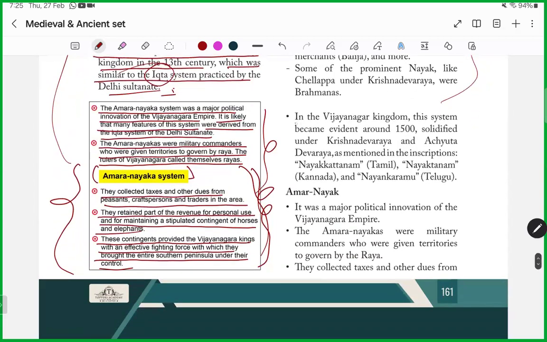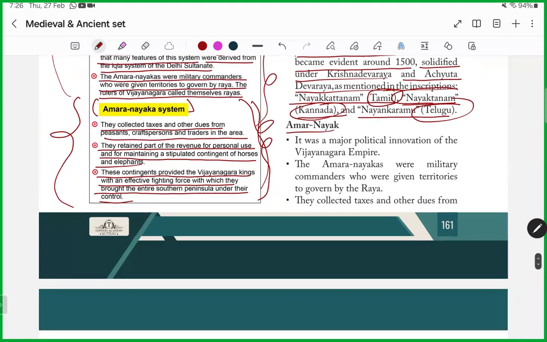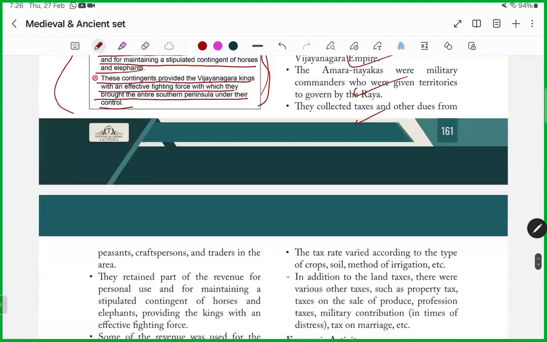All right. So in the Vijayanagar kingdom, this system became evident around 1500, solidified under Krishnadevaraya and Achyuta Devaraya as mentioned in the inscription. So this is the inscription you need to remember. Nayakatanam in Tamil, Nayakatanam in Kannada, and Nayakatamaru in Telugu. So this inscription is recorded in 3 different languages. Okay. So Amara Nayaka, we have already studied about this one. So no need to discuss the Amara Nayaka again.